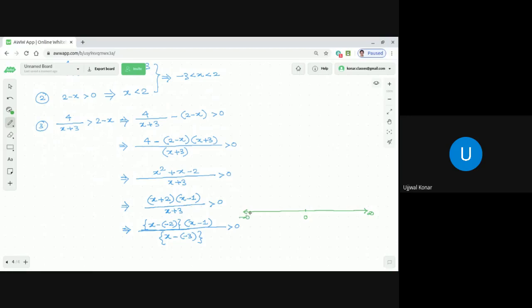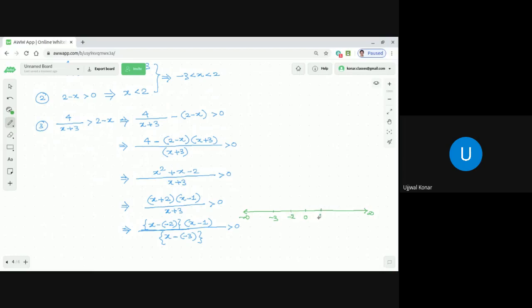And I will keep these points minus 3, minus 2, and 1 relatively. So this is minus 3. This is minus... sorry, minus 2. Minus 3, minus 2. And this is 1.